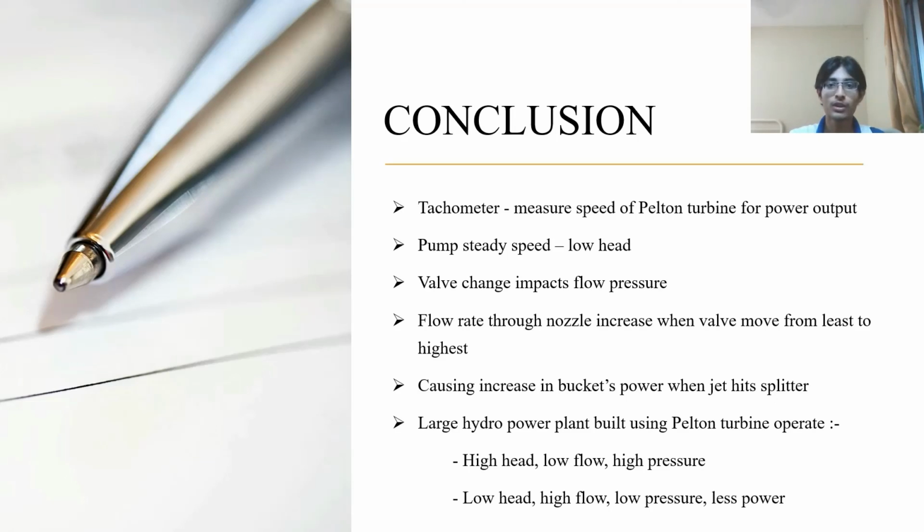The flow rate through the nozzle increased when the valve was moved from the least to the most extreme setting, which causes increase in the bucket's power when the jet hits the splitter. So from this experiment, the following conclusions can be drawn. A large hydropower plant could be built with a Pelton turbine operating at high head and low flow with high pressure, while a low head, high flow with low pressure yield less power.